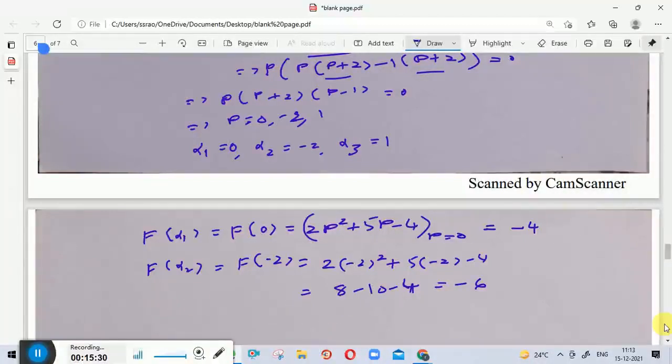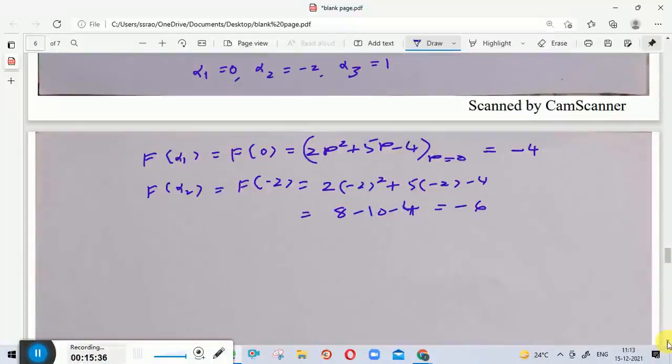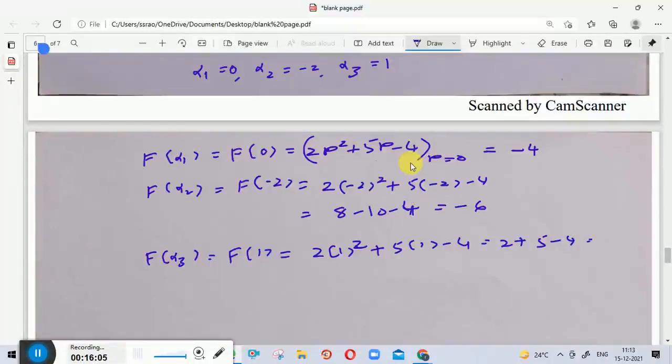Next, f of alpha 3. Alpha 3 is 1 here. So f of p is equal to 2p square plus 5p minus 4, right? Writing 1 in place of p, 2 into 1 square plus 5 minus 4, that is 2 plus 5 minus 4, that is 7 minus 4, that is 3. So f of alpha 3 is 3.